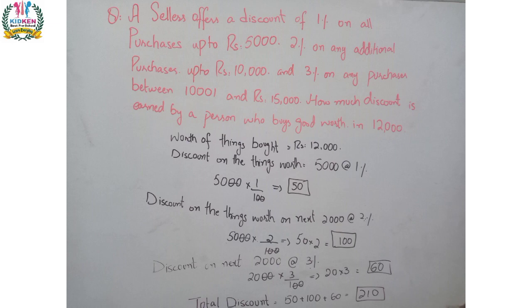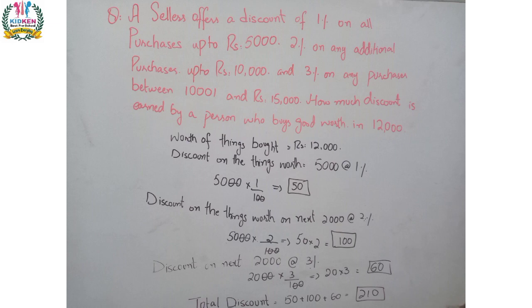Next question: a seller offers a discount of 1% on all purchases up to rupees 5,000, 2% discount on additional purchases up to rupees 10,000, and 3% discount on purchases between 10,001 and 15,000. How much discount is earned by a person who buys worth rupees 12,000?